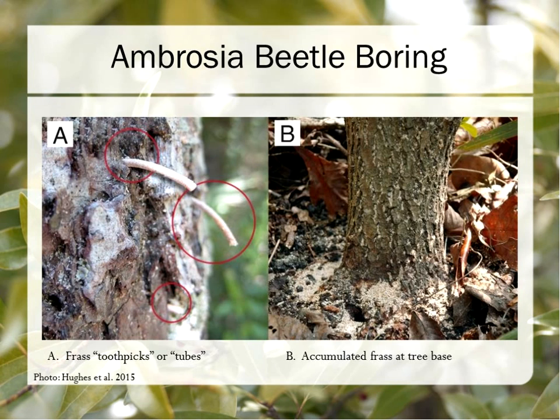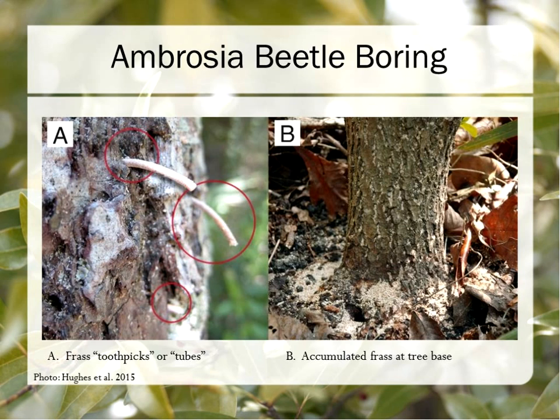Okay, another indication again is Ambrosia Beetle boring. So here on the letter A, you see these, again, these are those little frass tubes. As the beetles bore in, they push out the sawdust behind them, and it comes out in this very nicely formed tube, and we call them frass tubes or frass toothpicks. And again, those don't last that long. If a windstorm comes or rain, it will blow them away. And more likely, you'll see B, which is accumulated frass at the base of the tree. So when you see this, it's a good indicator of a high number of attacks.